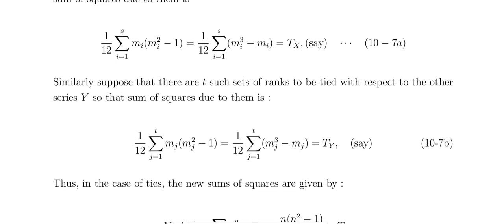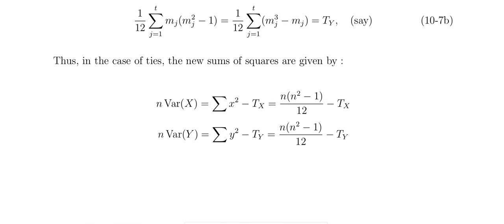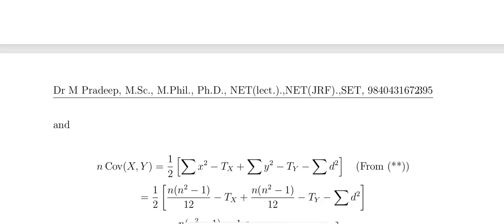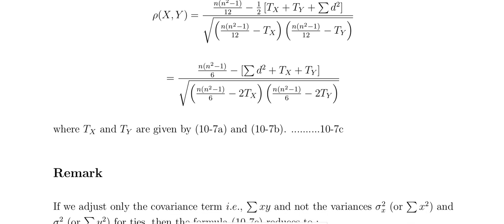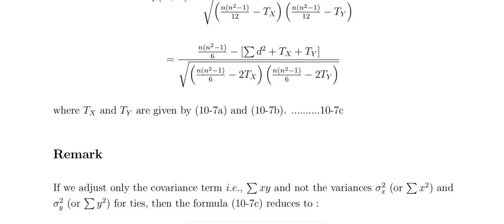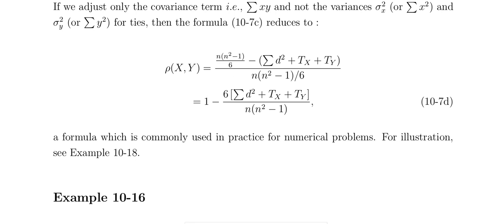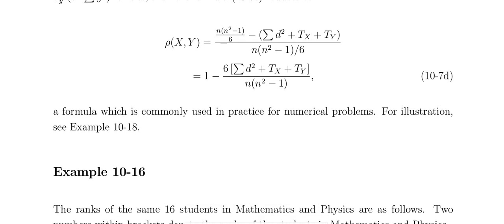So for the repeated values, that is, for the repeated ranks, the correlation coefficient is 1 minus 6 into (summation d square plus tx plus ty) divided by n into n square minus 1, the whole. The ranks are repeated.